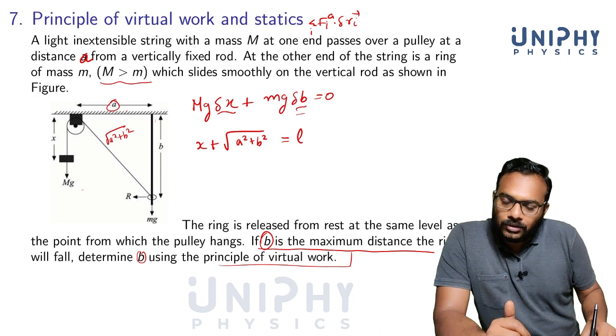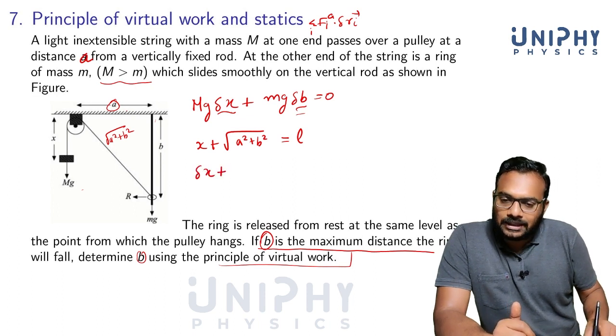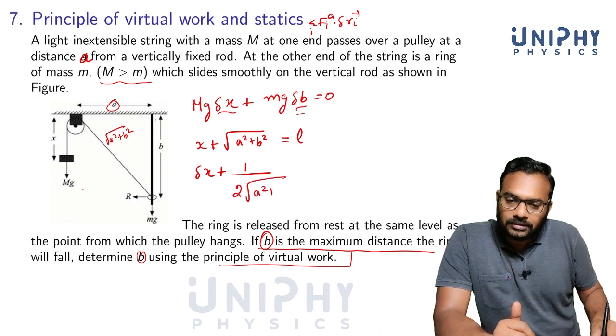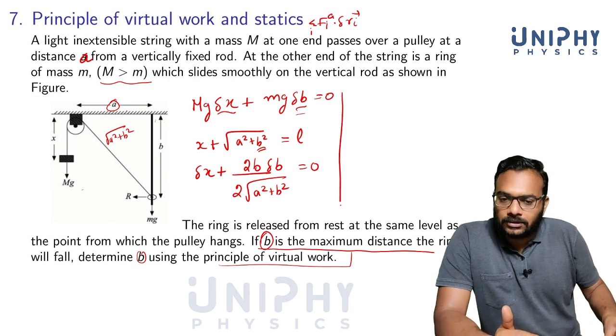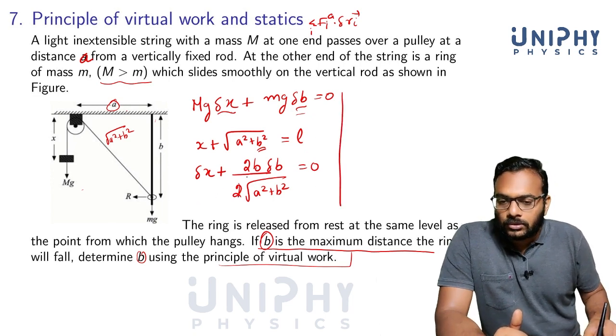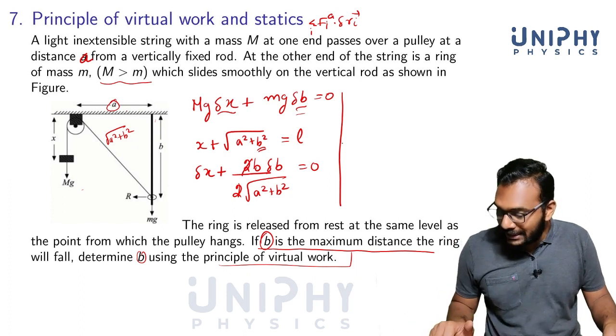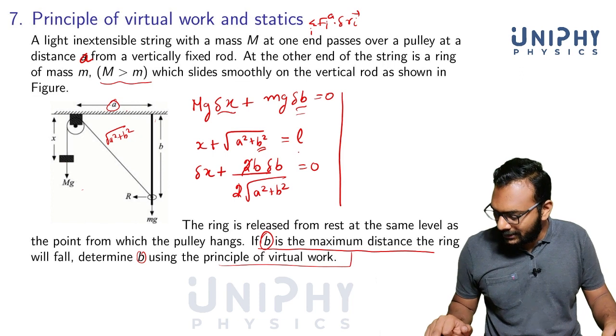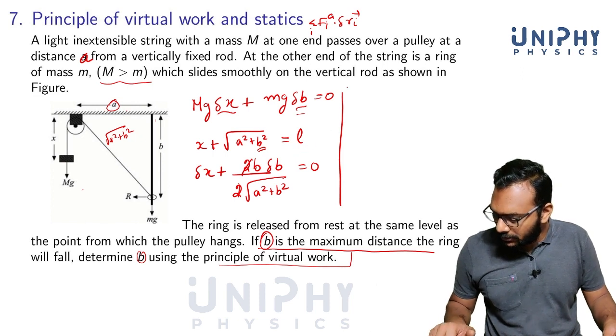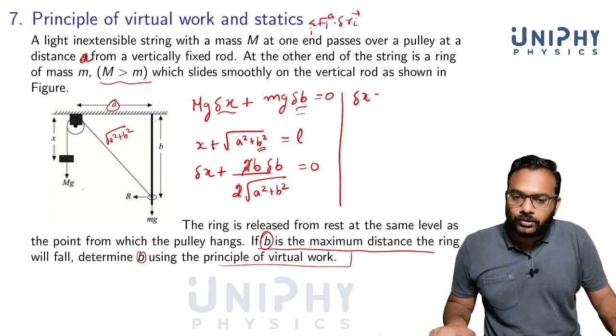So you take delta on both sides. Delta x plus, acting like a derivative, 1 over 2 square root of a squared plus b squared, and taking the delta of b squared gives 2b delta b, is equal to 0, because delta L is 0. From here we can solve for delta x in terms of delta b.